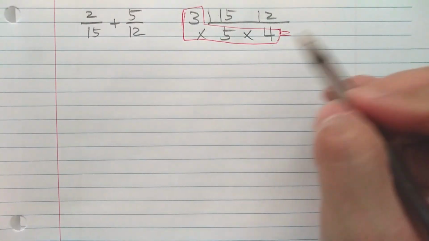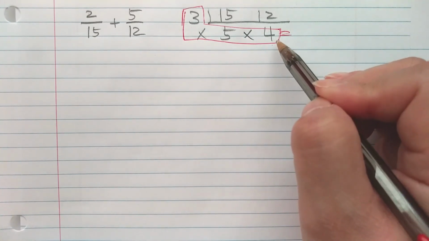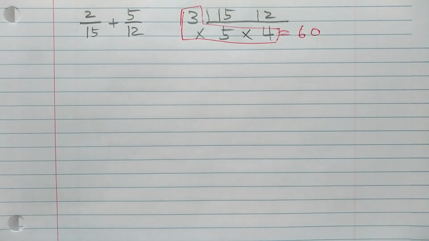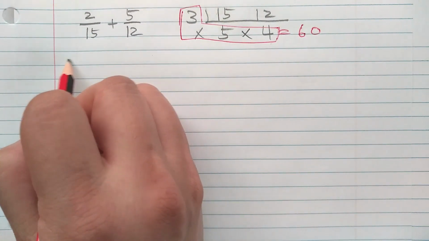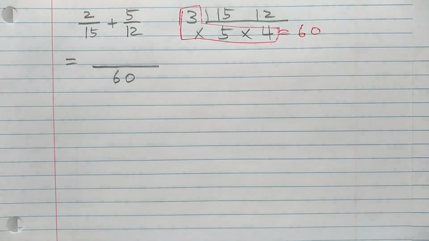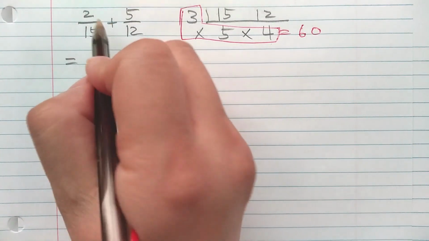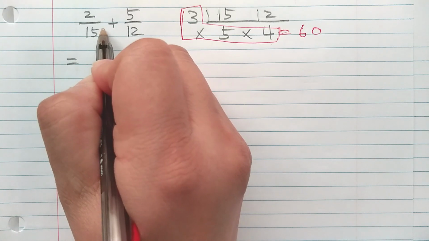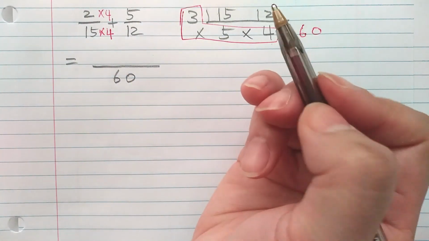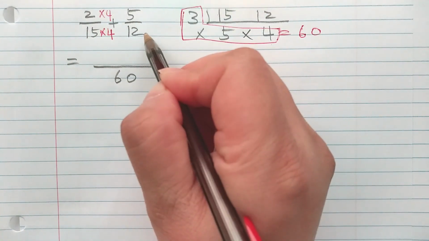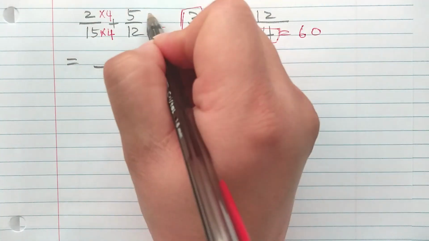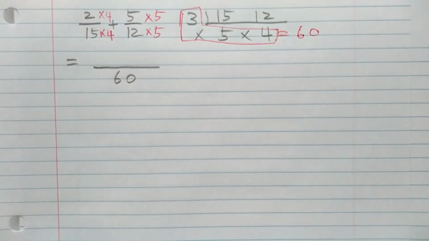And that is 5 times 4 is 20. 20 times 3 is 60. So the common denominator is going to be 60. In order to have 60 here, you multiply 4 and 4 here too. And for 12, you multiply 5 and 5 here as well.